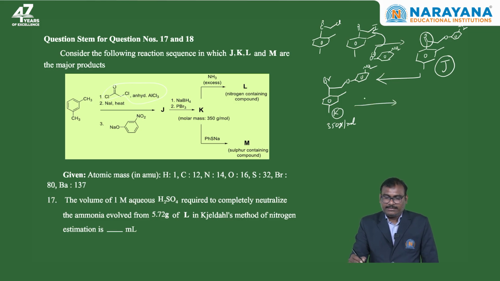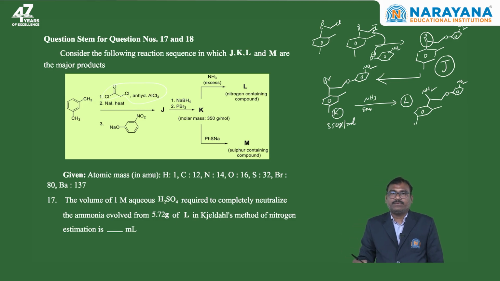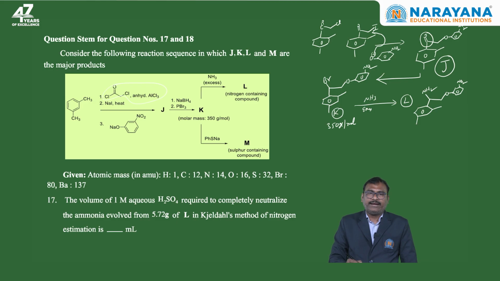On excess ammonia, we are getting a compound L. What is happening? Just simply the one and only way, here is the NH2 substitution, with O, NO2 and methyl, because this is what happens.